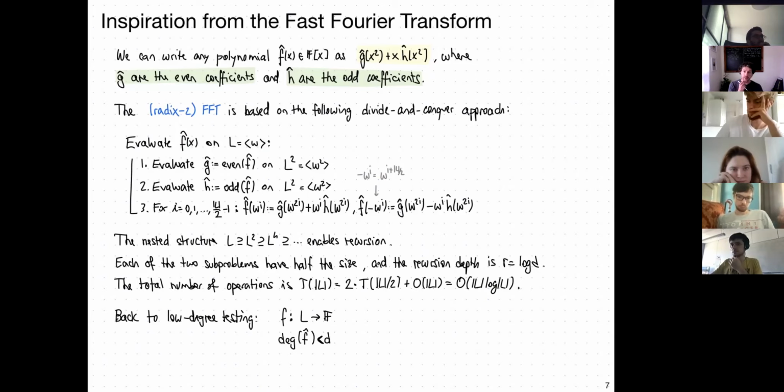I have a question. Yes, please. So why are we evaluating on the entire domain L instead of just d many points? Because the degree of this polynomial is d, so it should be sufficient to evaluate at d many points, right?